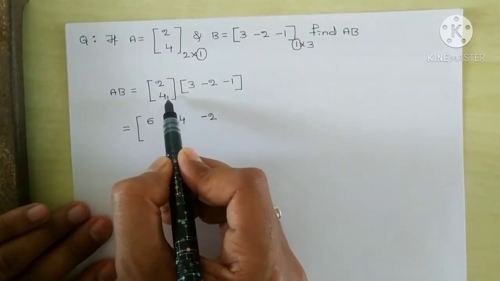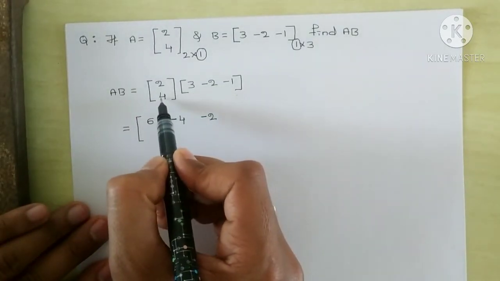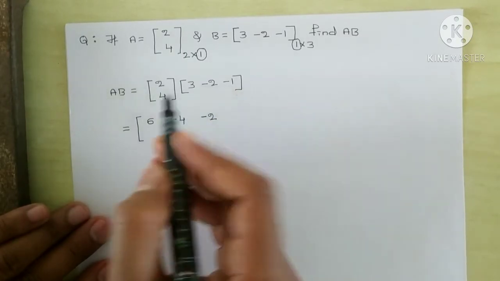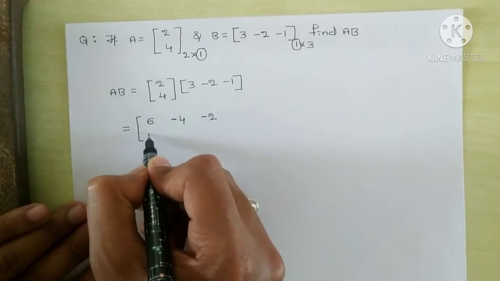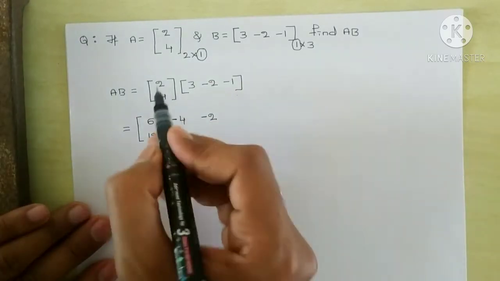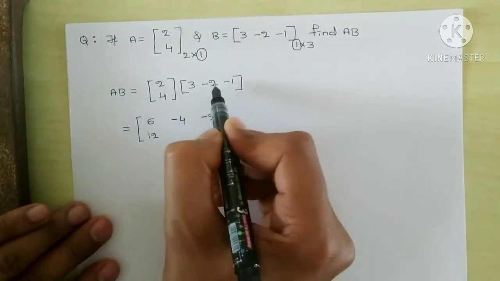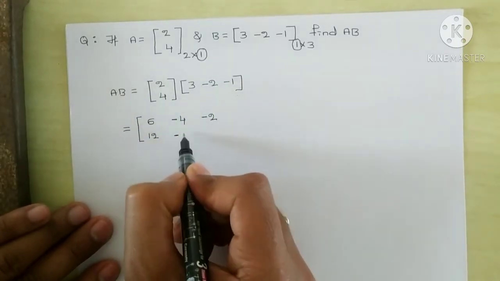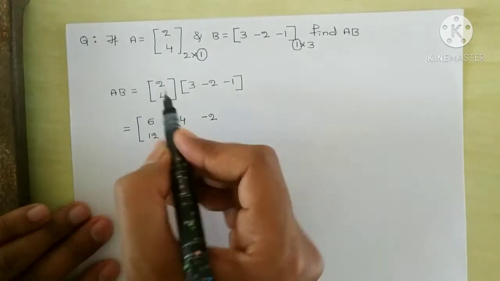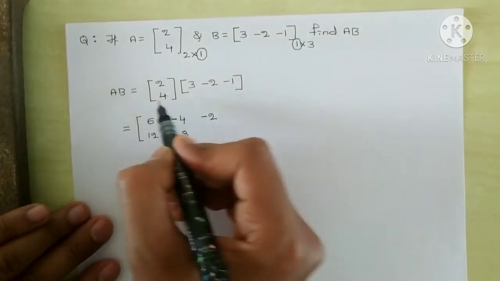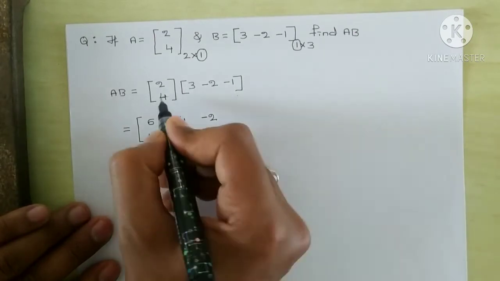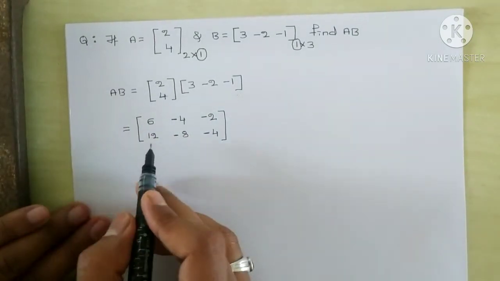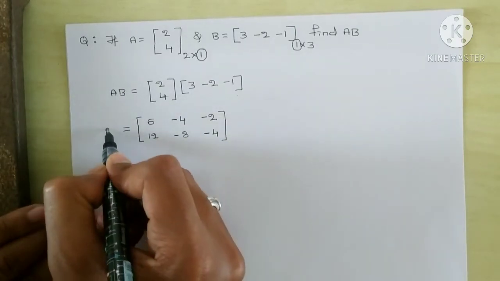Afterwards, second row, first column. Again in that, only one element in the second row, only one element in the first column. So directly multiply 4 into 3, 12. Next, over. Second row, second column. Plus into minus is minus. 4 into 2 is 8. Next, second row, third column. Plus into minus is minus. 4 into 1 is 4. So this is the final answer of A into B.